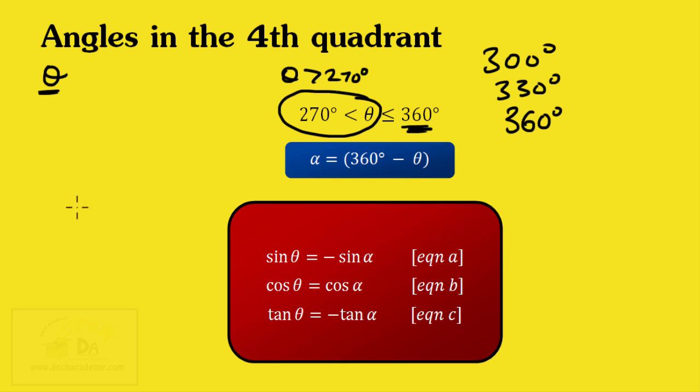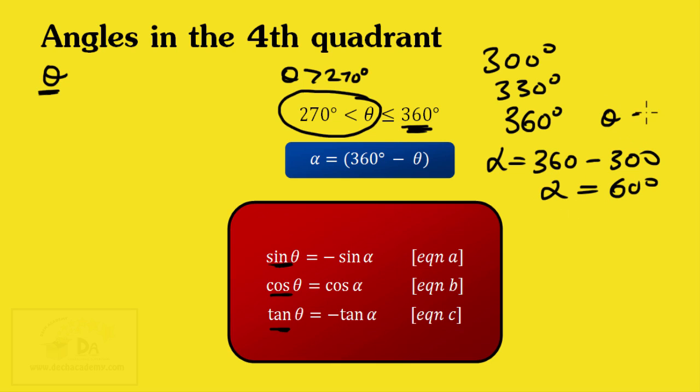Now, to determine the sine, cosine, and tangent of a fourth quadrant angle, so to find sine theta, cos theta, and tan theta, the first thing you need to do is find a related angle alpha, which is given by 360 minus theta. So when theta is 300, alpha is going to be 360 minus 300, which is 60 degrees. So if you wanted to find the sine of 300 degrees, you simply have the sine of 300 degrees equal to minus sine alpha, which is 60.